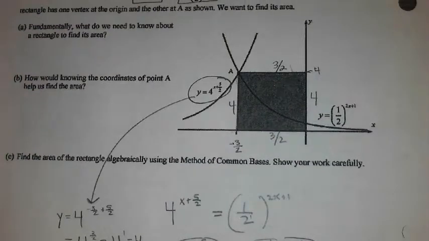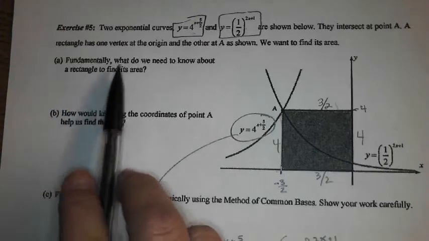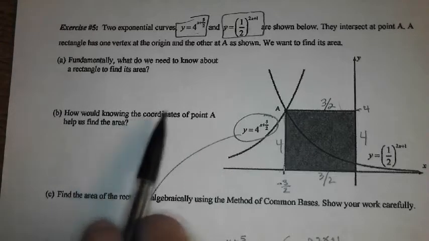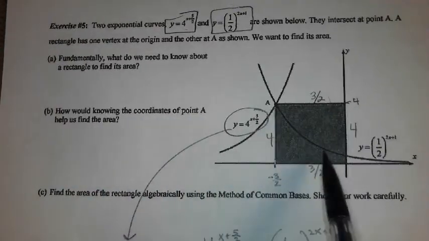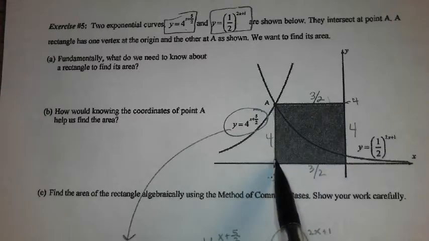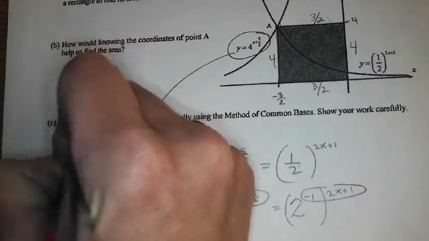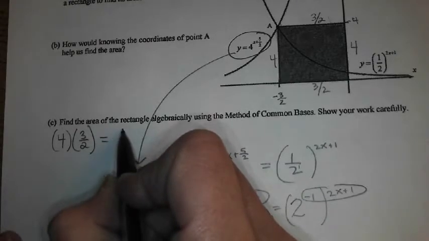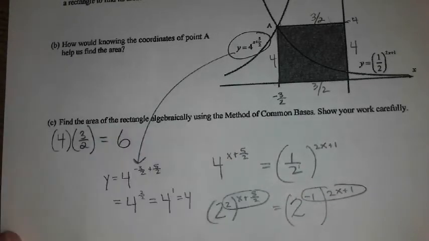And so when you know the length and width of a rectangle, you can find its perimeter, you can find its area, whatever. So part A was kind of going to get us thinking along this line. Fundamentally, what do we need to know about a rectangle to find its area? Length and width. How would knowing the coordinates of point A help find the area? Because the x coordinate gets us this length, the y coordinate gets us that length. So to find the area, it's just 4 times 3 halves, which is 12 halves, which is 6.